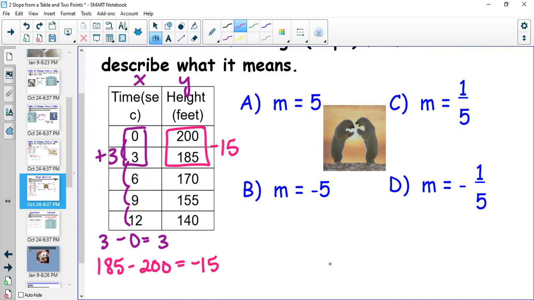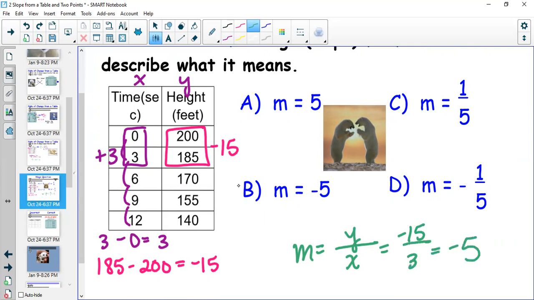All right, now here's the question. Is it X over Y or is it Y over X? Most common mistake. And the answer is, it is the Y over X. Change in Y over change in X. So our -15 is going to go on top over our 3. The correct answer is -5.